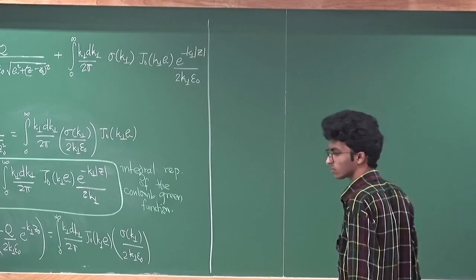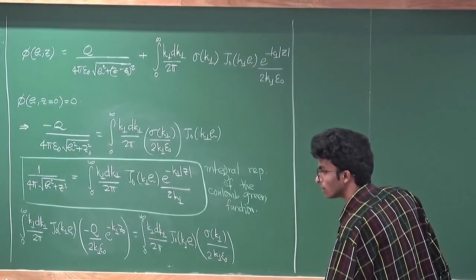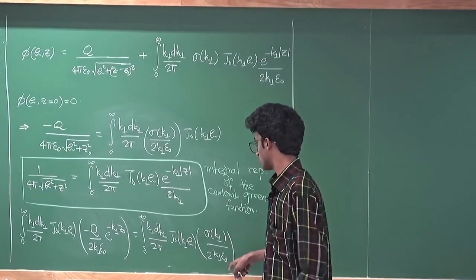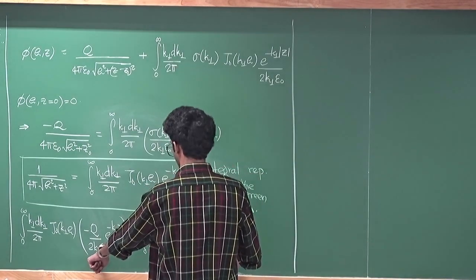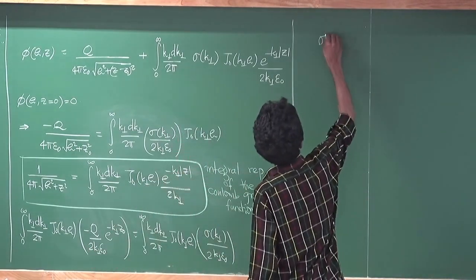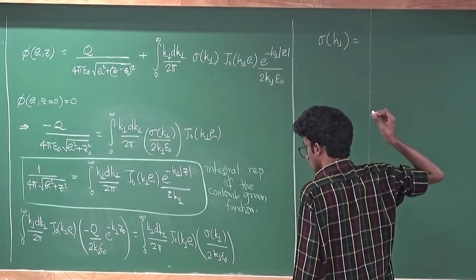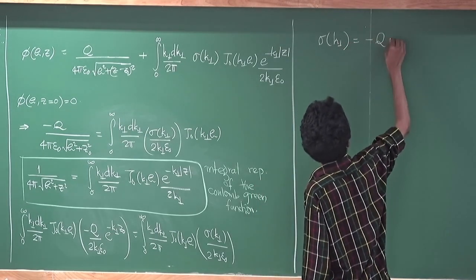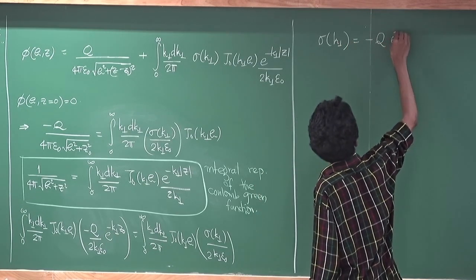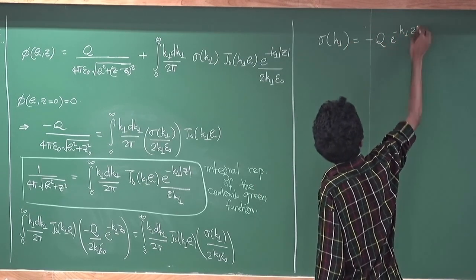Comparing both sides of this equation, the 2k perpendicular epsilon naught cancels. So you just get that sigma of k perpendicular is equal to minus q e to the minus k perpendicular z naught.